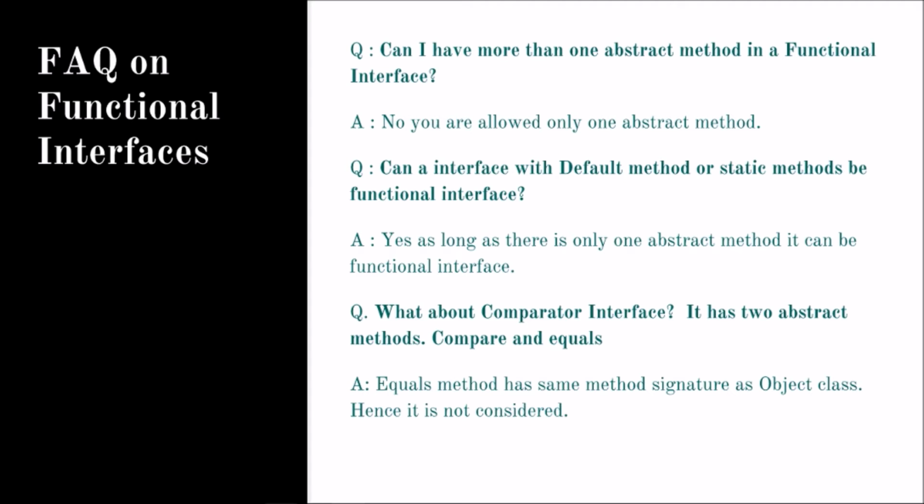First, you need the annotation, and the second rule is you can have only one abstract method. So the answer is no, you can't have more than one abstract method. Second question: can an interface with default methods or static methods be a functional interface?